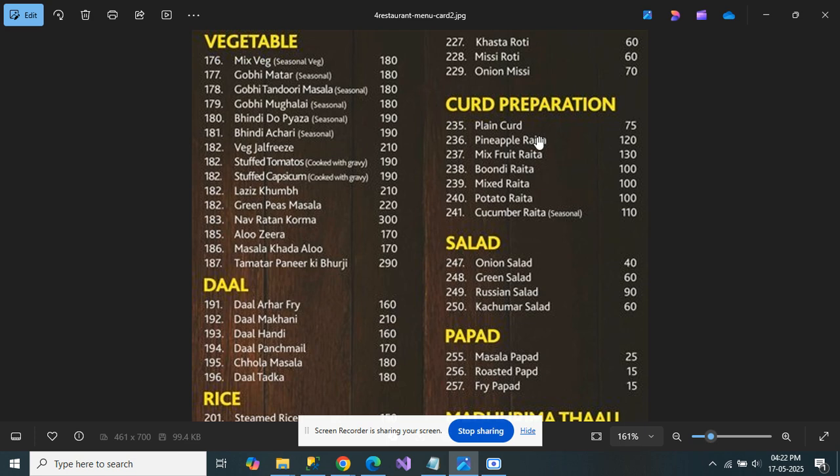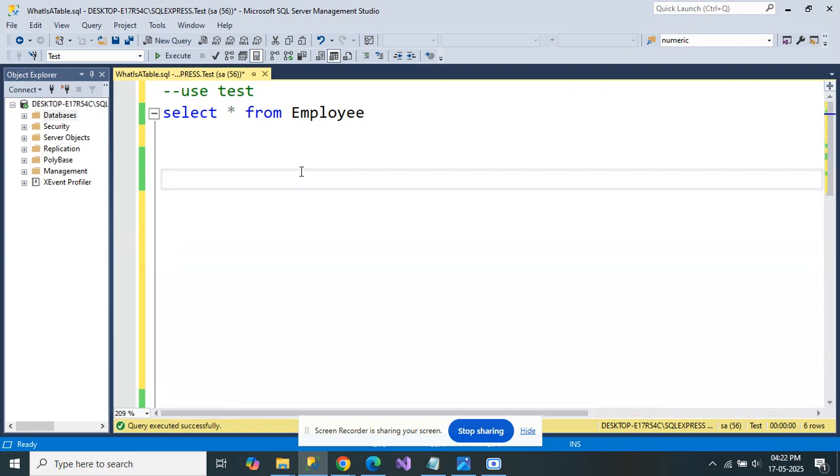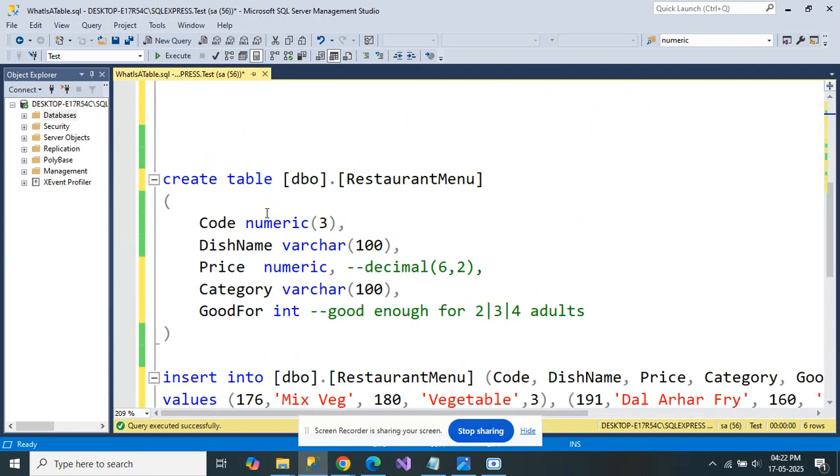But if you take a closer note, this data is categorized. Some of them are written under the vegetable category, some under the dal category, some under salad, some under papad. So let's try to create a database table that will actually store this menu data. Let me go back to SSMS again. Let me enlarge it a little bit and let's see what we have done.